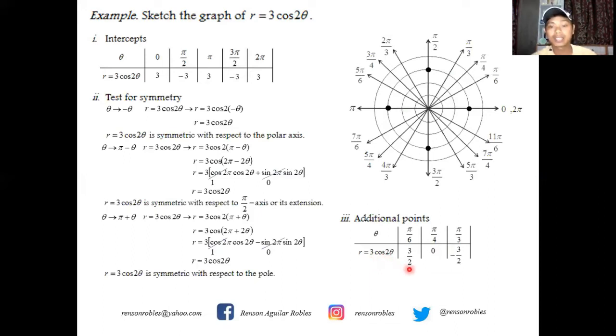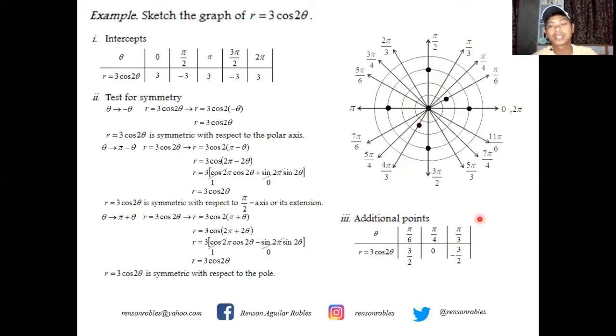And then again, we set these points on the polar coordinate paper. So, 3 halves at pi over 6. We locate pi over 6, and then we count from the origin 3 halves unit. That's 1.5. The next, pi over 4, 0. So it's located somewhere here. And the next, pi over 3, negative 3 halves. This is your pi over 3, and then the radius vector is negative, so you trace it on the 4 pi over 3 axis. So we have 3 halves, 1.5.